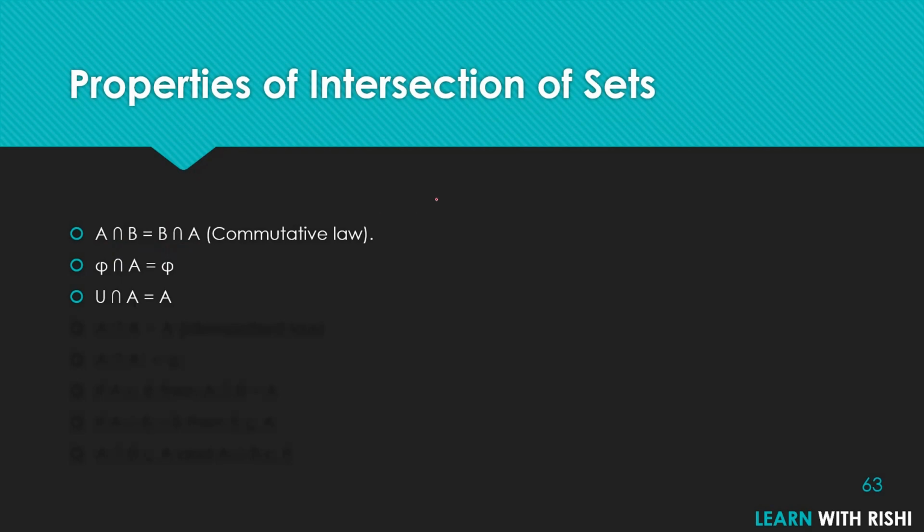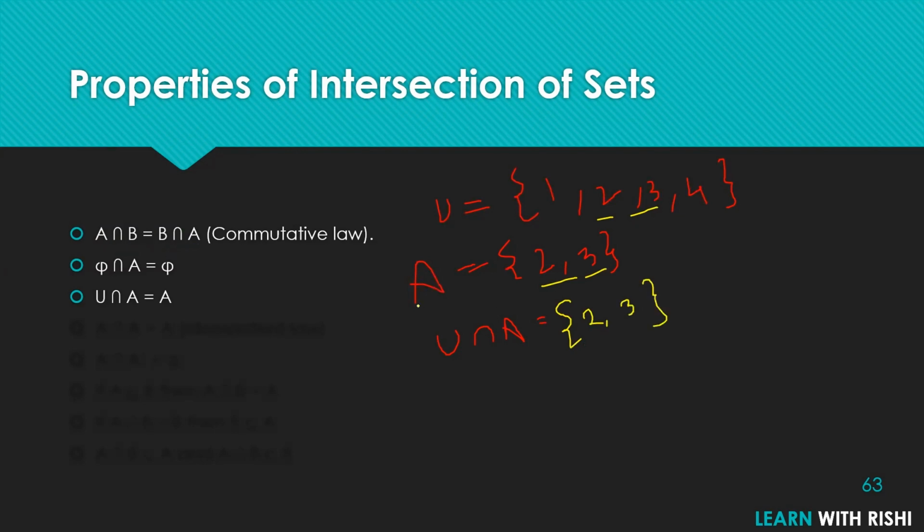Okay, now let us see one example. My universal set is 1, 2, 3, 4. This is my universal set and my set A is 2, 3. So universal set intersection A. Intersection means we have to find the common elements. So here you can see 2 and 3 are the only two elements which are common. So my answer becomes 2, 3. And if you observe, this is similar to set A. So universal set intersection A is nothing but set A.